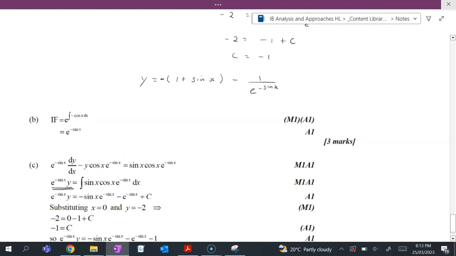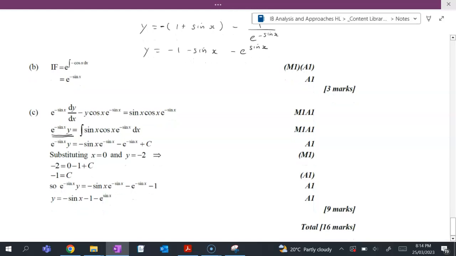Take e to the sine x, so all they've done is they've multiplied the minus by both, and they've said, okay, 1 on e to the minus sine x, that's a negative power, so we can bring it up to the numerator and make it a positive power. But I don't see any reason why they would take marks off for not simplifying. Okay. Alright, and we'll do the other bits and pieces in lesson.